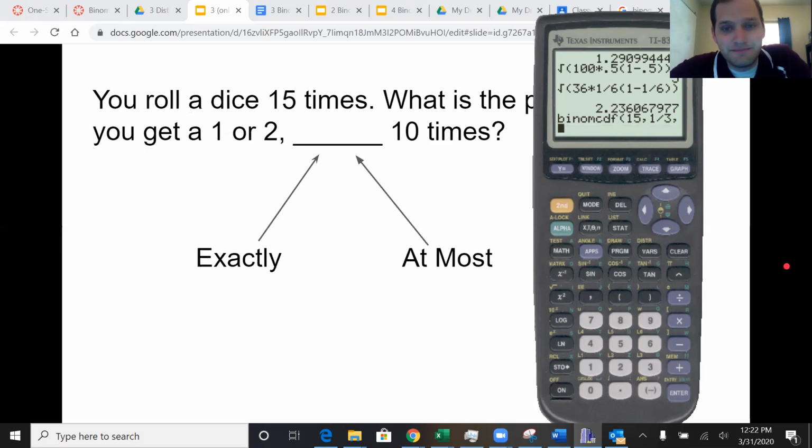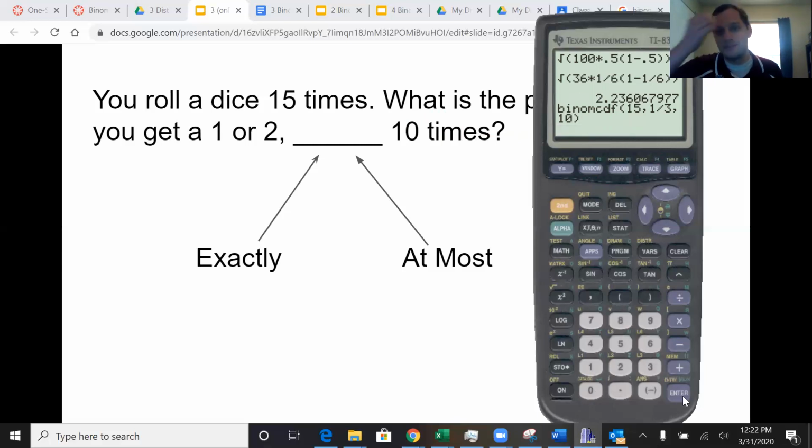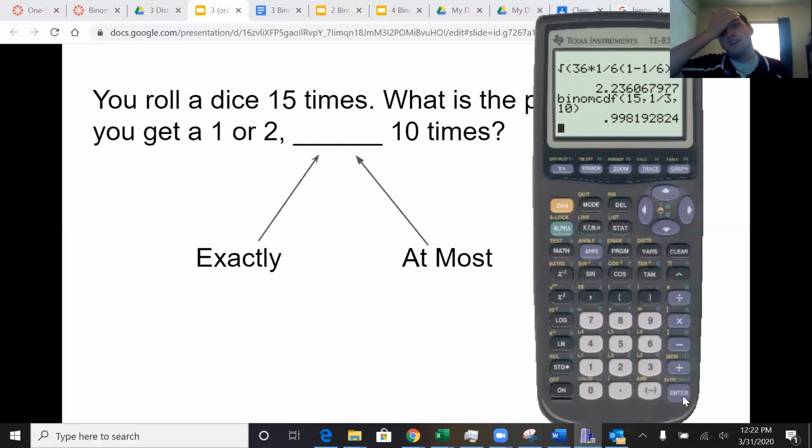Then finally, what is the maximum number of allowable successes? It's going to be 10 right here. Okay? 10 is the most. Close parentheses, hit enter. And it looks like if we're rolling a dice 15 times, there's almost a 100% chance that at most 10 of those will be a 1 or a 2.